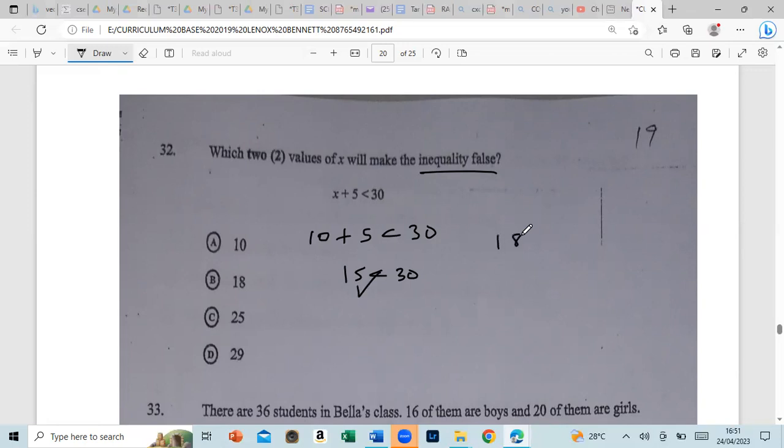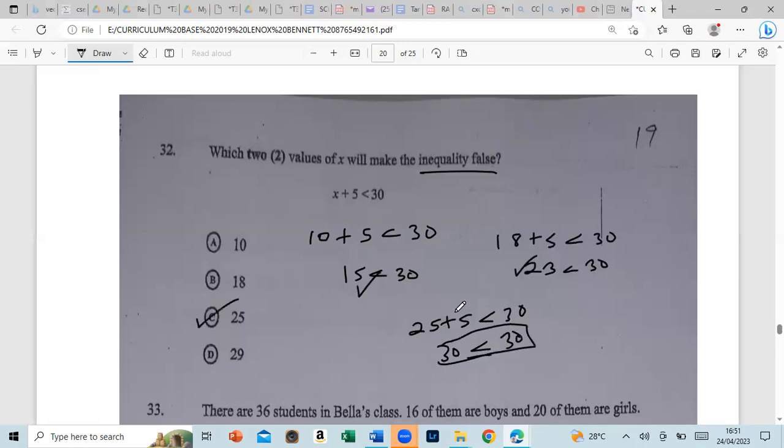Let's try now. 18 plus 5 is less than 30, which means 23 is less than 30. Yes, 23 is less than 30. So it has to be the last two. 25 plus 5 less than 30. Let's see. 30 is less than 30, that is not true. 30 is equal to 30, right? So this is false. And for 29, we're going to add 29 plus 5, and we already know it's going to be 34, which is not less than 30. So for this one, it would have been C and D.